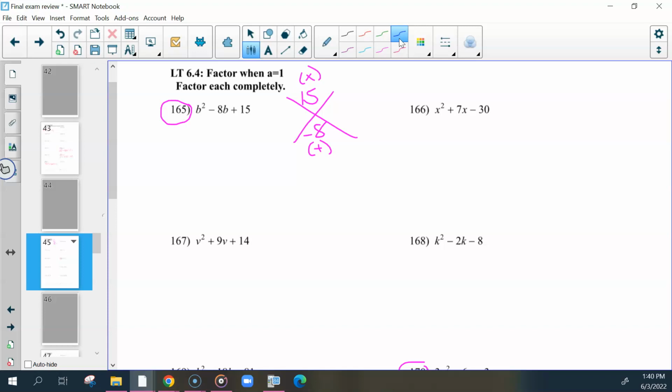But they both need to be negative in order to get -8. So we have -5 and -3. In this type of trinomial, you can go directly into your factors. Whatever the variable is will be your variable first in both. And then -5 and -3. Do we have any questions on that one?